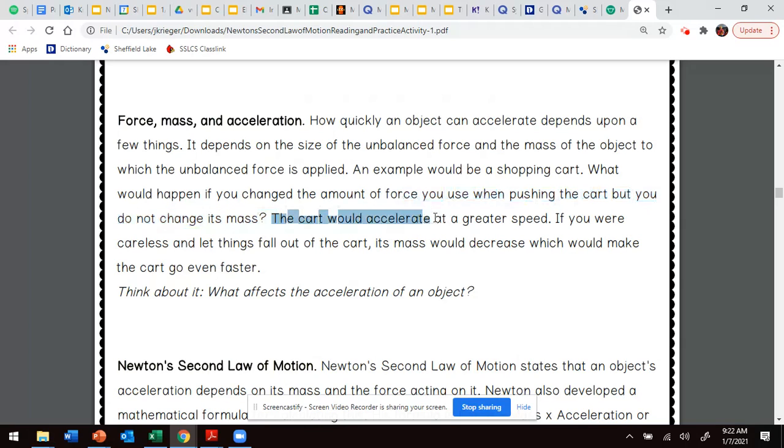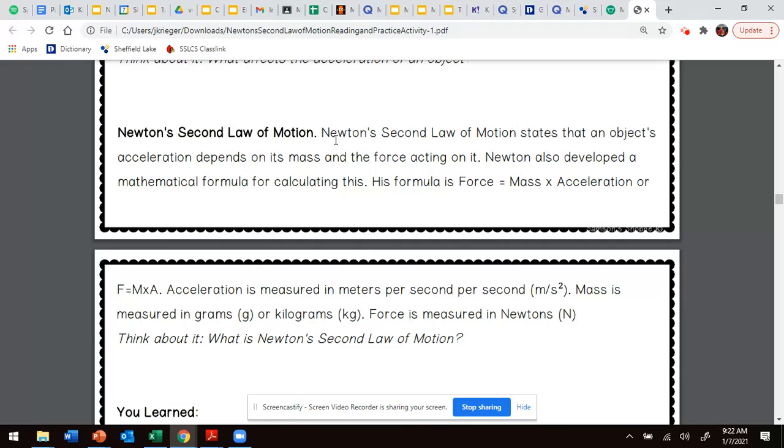Well, the cart is going to accelerate at a greater speed. If you let things fall out of the cart, its mass would decrease, which would make that cart go faster. So the more mass that cart has, the more objects in it, the bigger the force needed to push that shopping cart, making it harder for you to do. Newton's second law of motion states that an object's acceleration depends on its mass and the force acting on it.